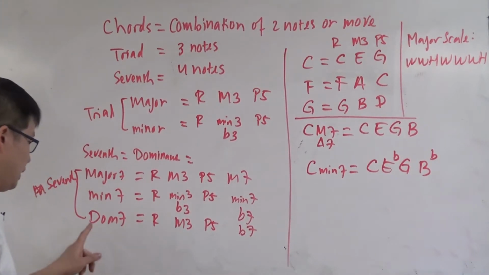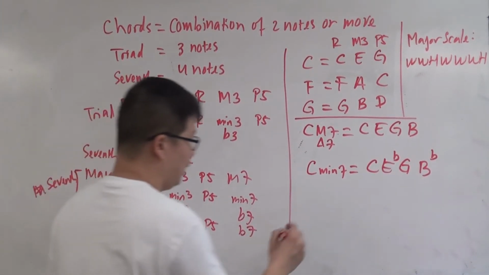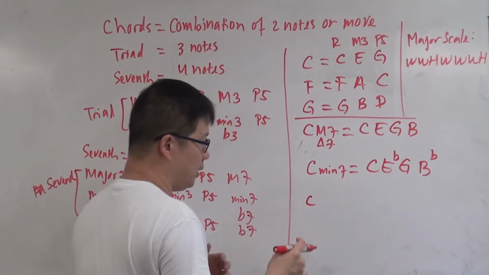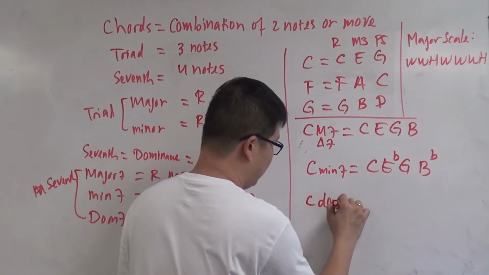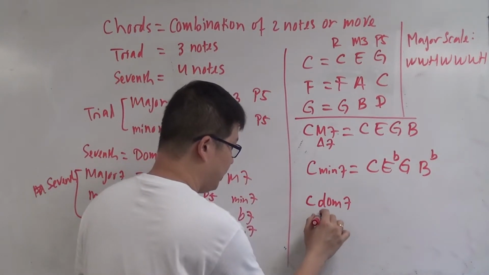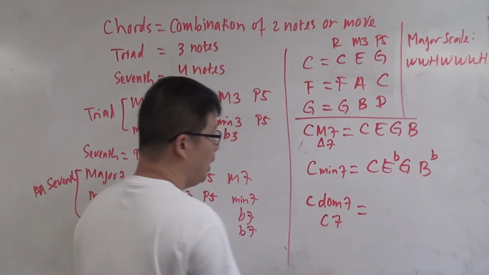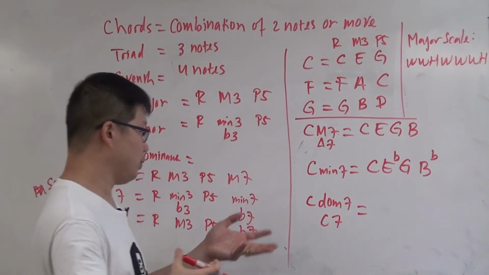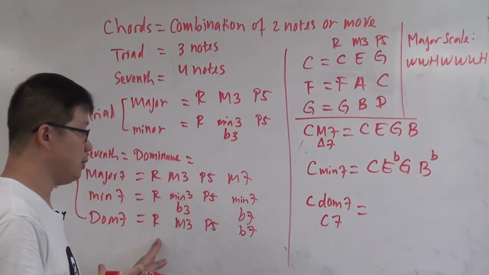Next one, let's try to do C dominant 7. Now C dominant 7, there are two ways to write. Some people write C dominant 7 like this. Some people just write C7. When you see C7, you automatically need to refer to C dominant 7.